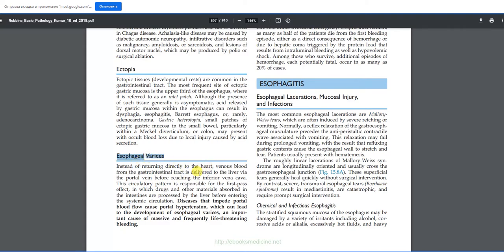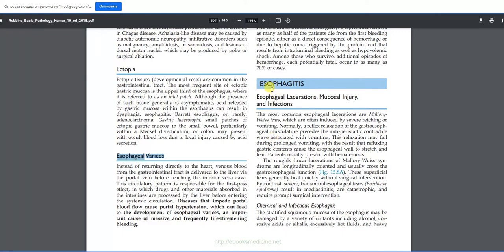Dying not on the same day, but after some time. So for blood loss, we can maintain them with transplantation or transfusion of blood, but still it's not so effective for a long time.